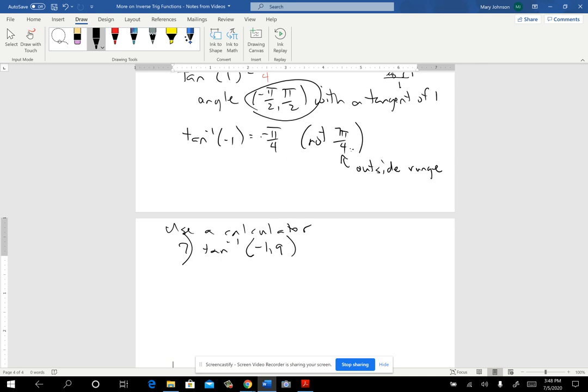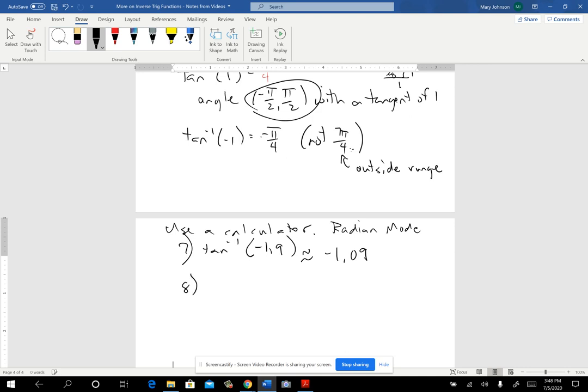I just have to do tan inverse of negative 1.9. Just make sure you're in radian mode. Okay, and so you just do, let me check that. I'm in radian mode. You just do second tan, so that's inverse tangent of negative 1.9. And then round to 2 decimal places, the worksheet says. So that would be about negative 1.09 if you were to do that.